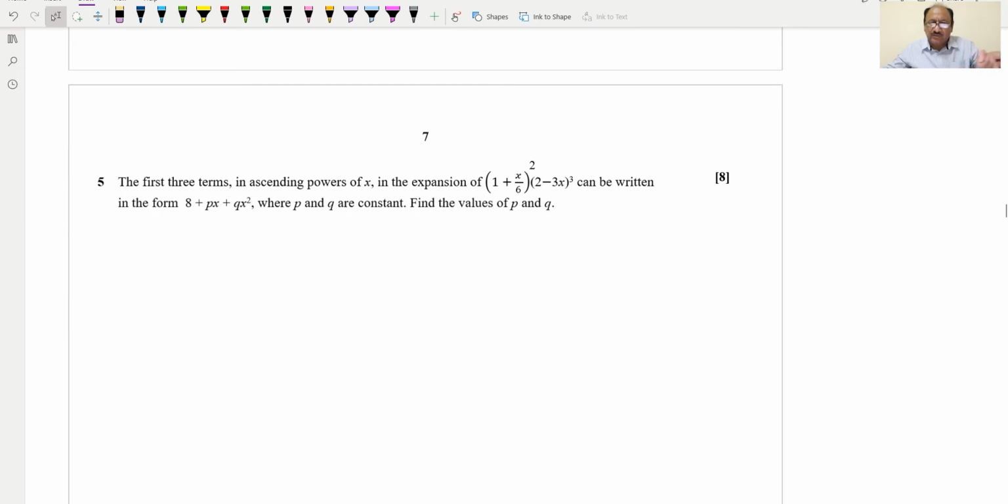Next is question number 5, and question number 5 says the first three terms in ascending powers of x in the expansion of this one, which should be 12 here, can be written in the form of this, where p and q are constants. Find the values of p and q.